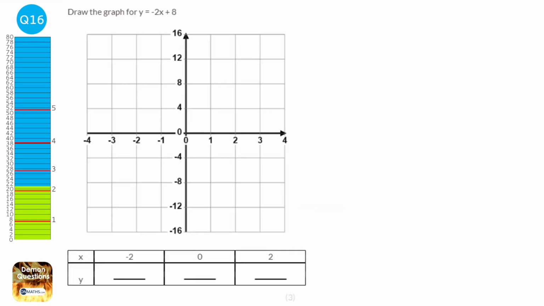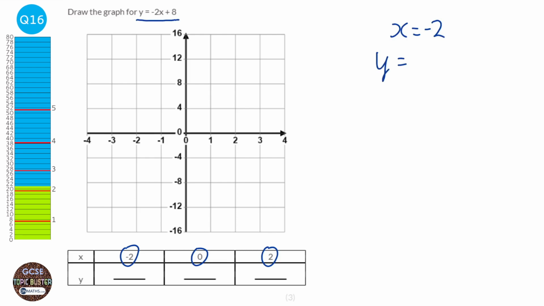To draw this straight line graph, we're going to pick 3 x coordinates, which are -2, 0 and 2. I'm going to start off with -2 and substitute it into the equation we've got here. So y equals -2 times -2, because that's what we're putting in, plus 8. -2 times -2 is positive 4, so it's 4 plus 8, which is 12. So at -2, our graph is at 12, which will be here.